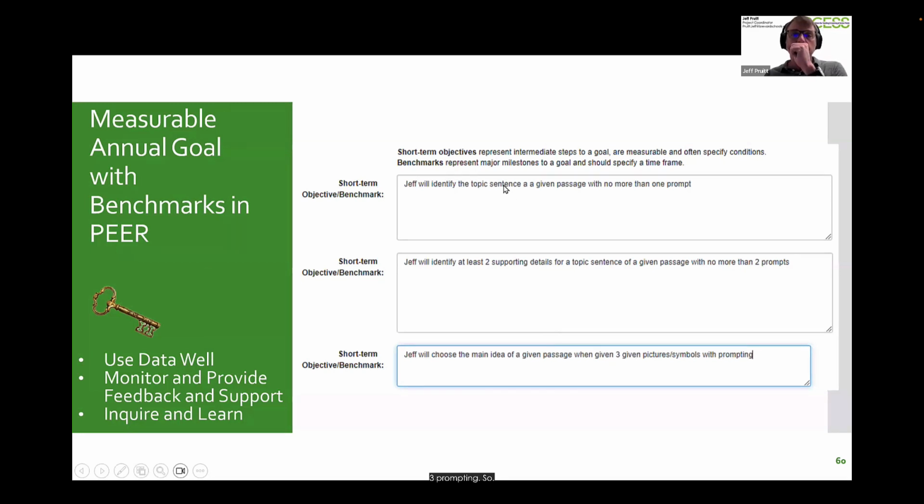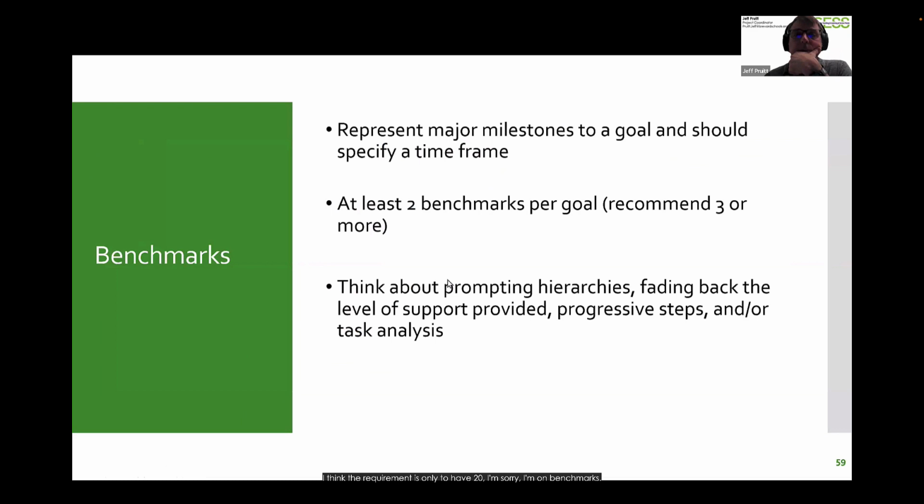So these really, they're definitely different. There are 3 of them there. I think the requirement is only to have 2. Oh, I'm sorry, I'm on benchmarks.